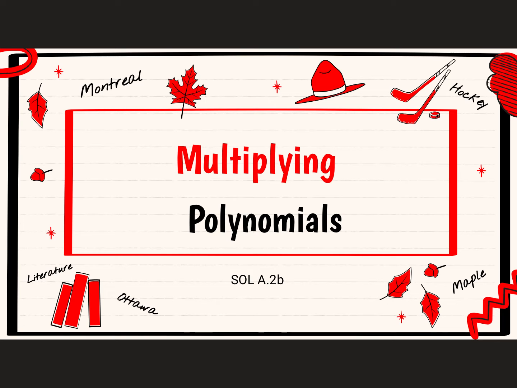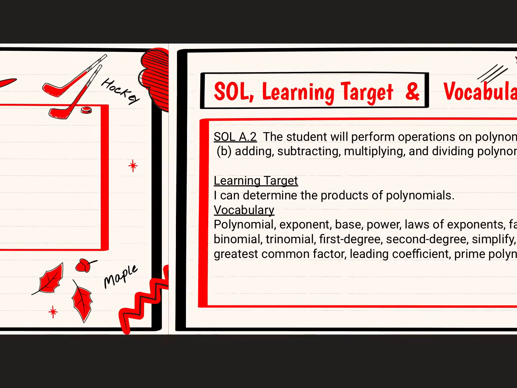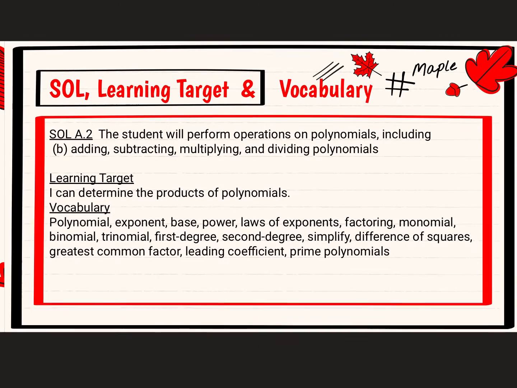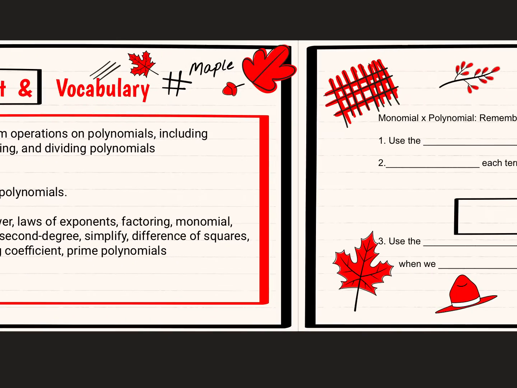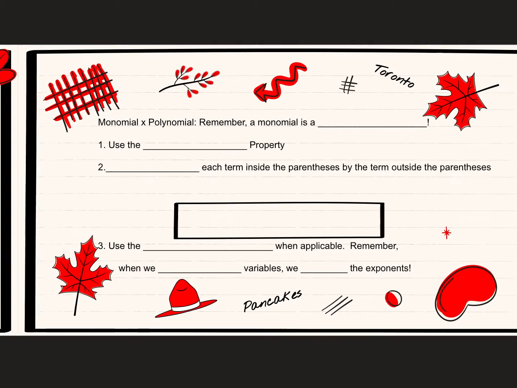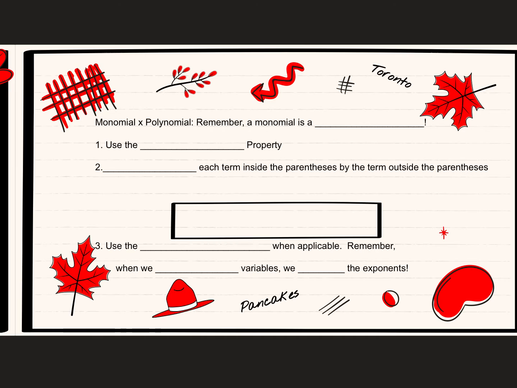All right, so for today's lesson, we're going to take a look at multiplying polynomials. So this is still SOL 8.2a, where we perform operations on polynomials. The learning target: I can determine the products of polynomials. All right, so taking a look here, a monomial times a polynomial.